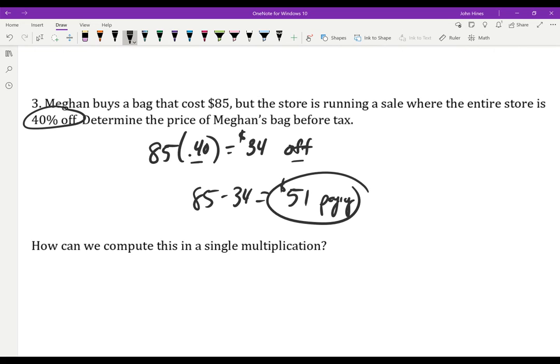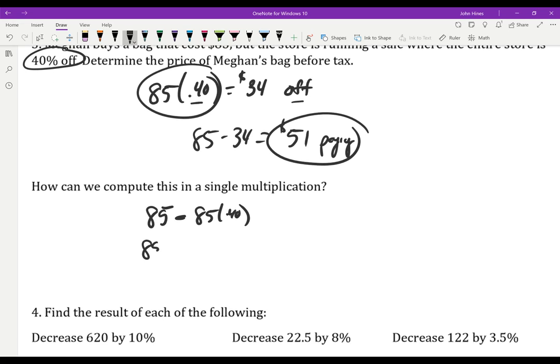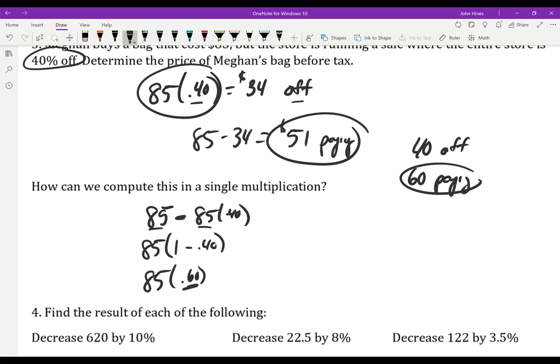So how do we do this in a single multiplication? Well, it's the same idea. 85, and then I was subtracting away that discount, which leaves me with 85 undistributing here, 1 minus 0.40. So that's really 0.60. Let's think about this for a second. If I'm getting 40% off, that means I'm paying 60% of it, and that's my multiplier. It's not the decimal we multiply it by, it's 1 minus that decimal.